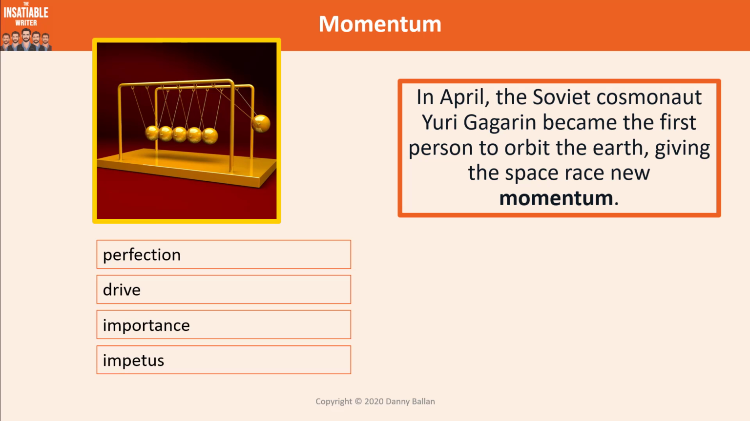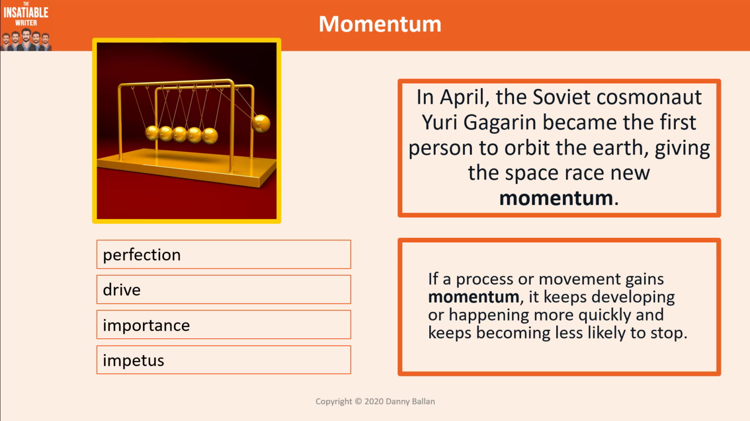Think about it. Well, if a process or movement gains momentum, it keeps developing or happening more quickly and keeps becoming less likely to stop. And that is what we meant when we said giving the space race new momentum. This space race kept developing and it started happening more quickly and it was not likely to stop. And that is the momentum.